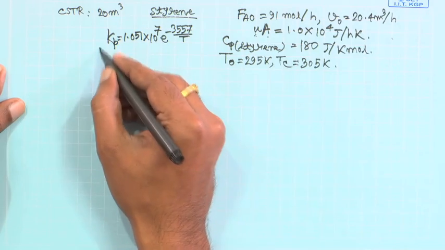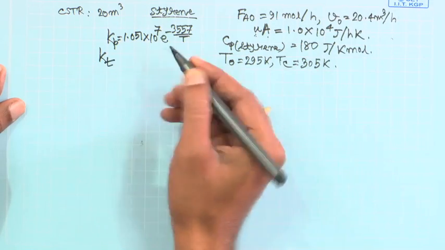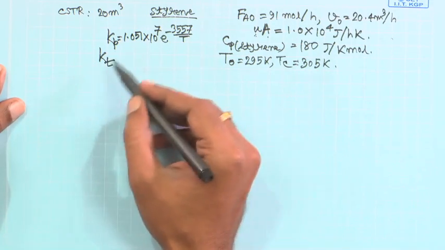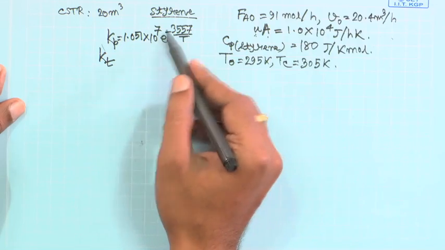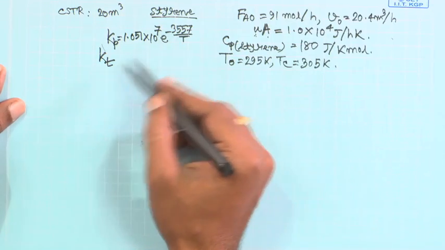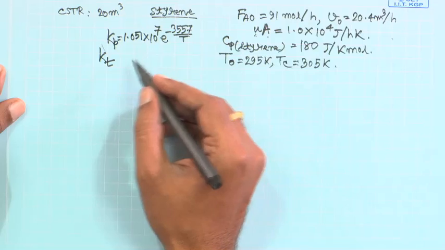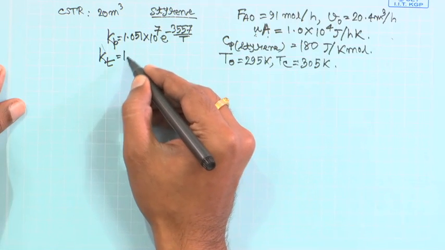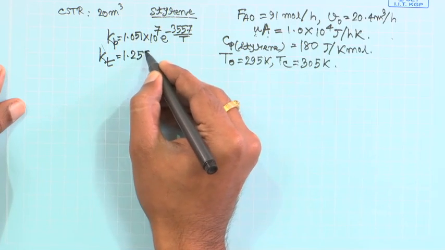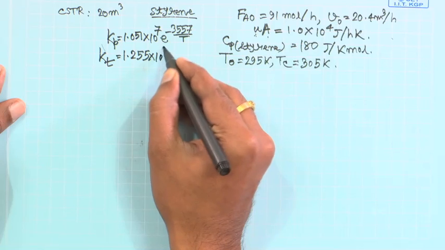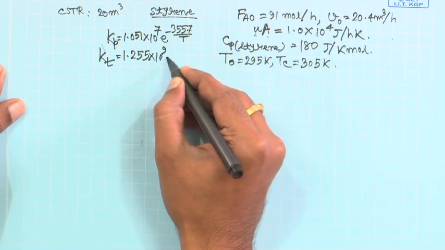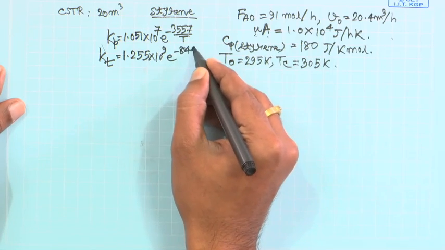And Kt, which is the termination rate constant, which will be orders of magnitude higher than the propagation rate constant. If you remember our discussion on the principle of radical polymerization, we had mentioned that, and indeed this is so. 1.255, in this case it is 2 orders of magnitude higher, 10 to the power 9 e to the power minus 844 divided by T.